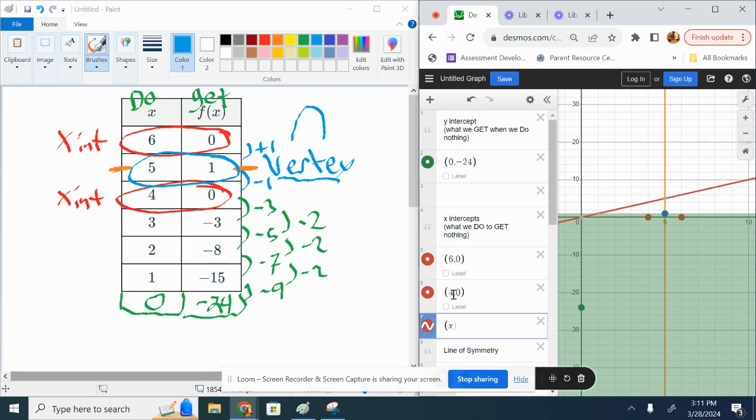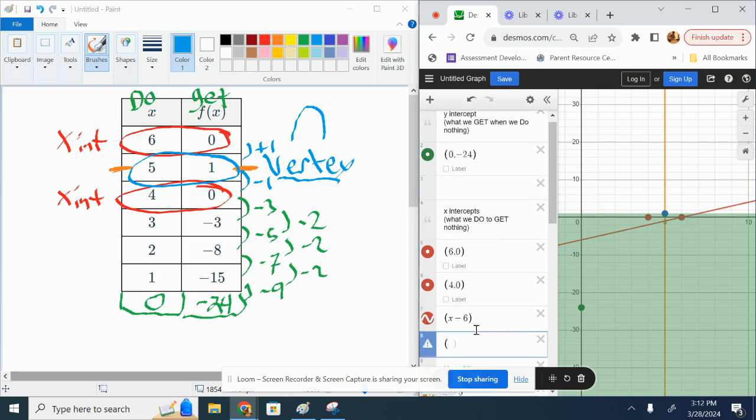Let's say that the x is 6. 6 minus 6 gives me 0. Notice that it inputs a line here that goes through exactly where I want it to. And then when I input a 4, I want to be able to get 0. So 4 minus 4 gives me 0. And so that gets the other one.